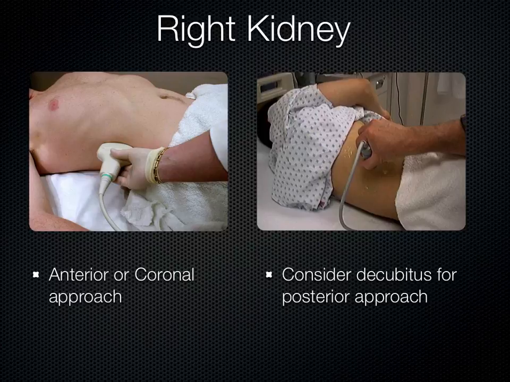Okay? All right, so now on that right kidney, there's really a couple ways to look at the kidneys. You can come from the side of the body, which we call coronal, okay? And there we are approaching it from the side of the body. And sometimes you get really good views of the kidney just straight off the bat looking coronally.